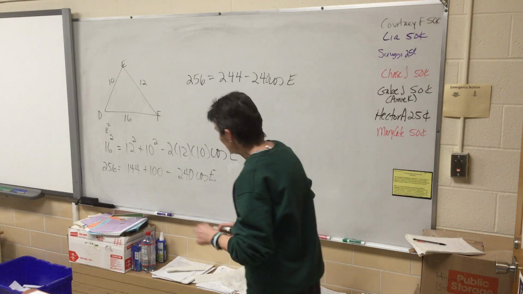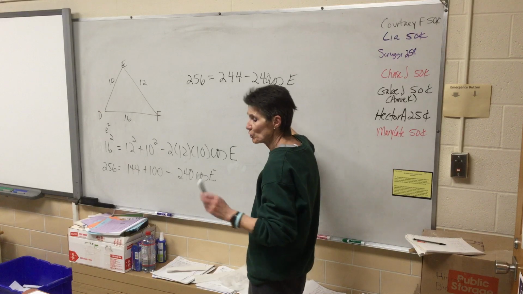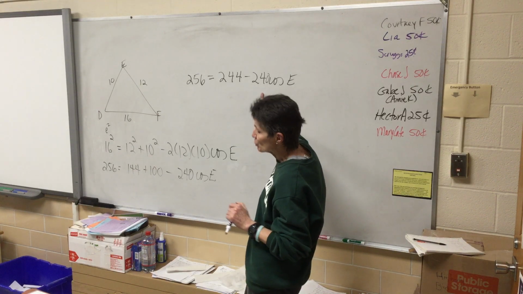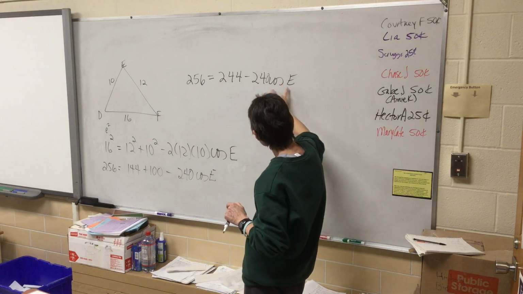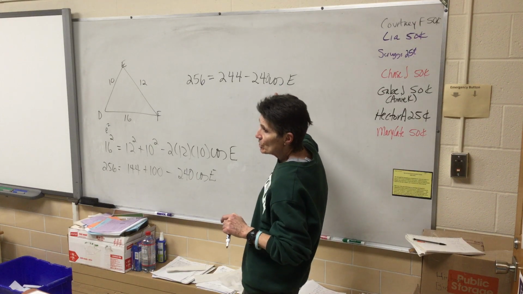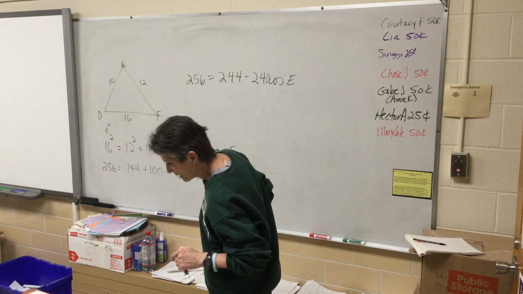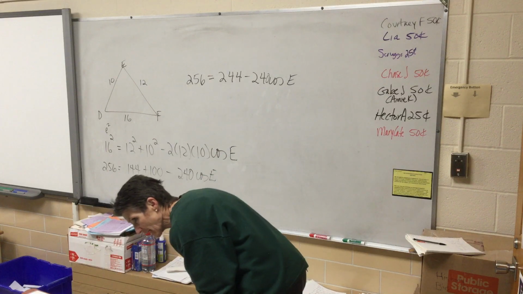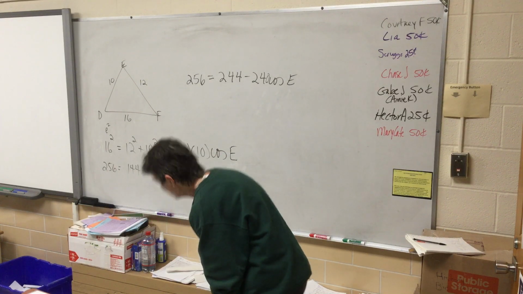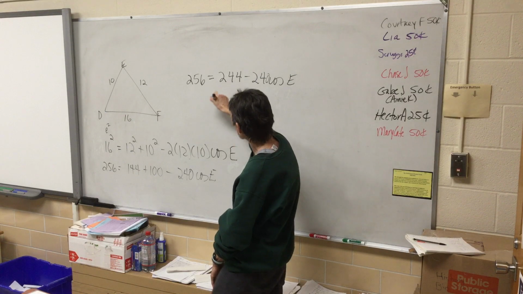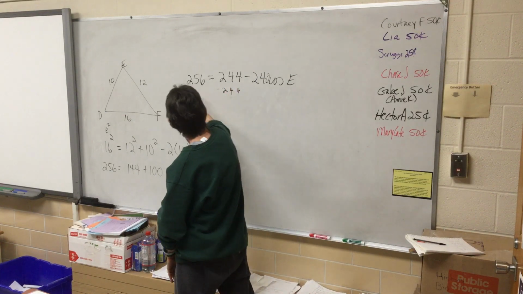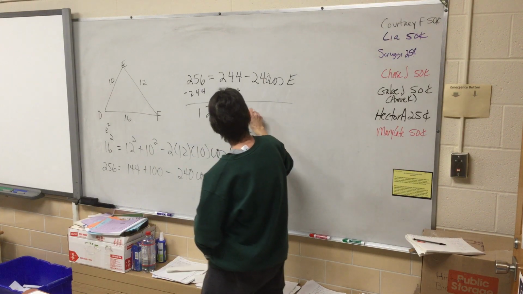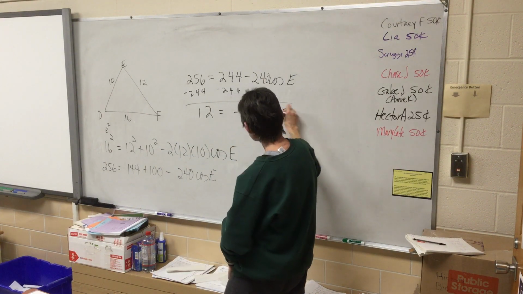Now, if you subtract these two numbers, it's going to be bad news. Do not subtract those two numbers. You cannot subtract because this one's hooked to a cosine. So what are we going to do instead? I cannot subtract 244 minus 240. Don't do that. What should I do? Put it on the other side. Put the 244 on the other side. So I'm going to subtract the 244. So 12 equals negative 240 cosine E.